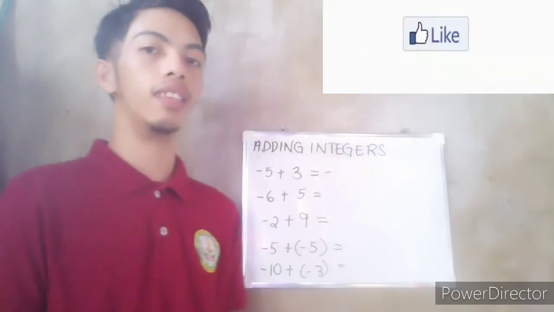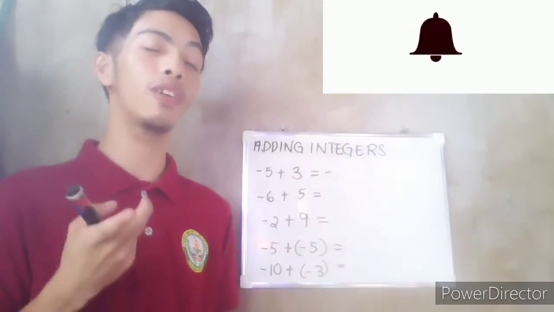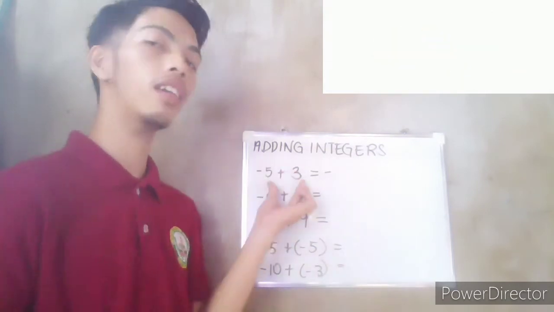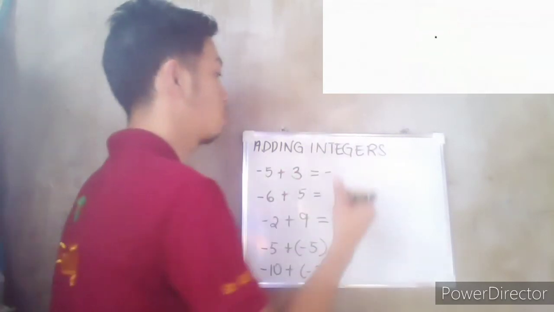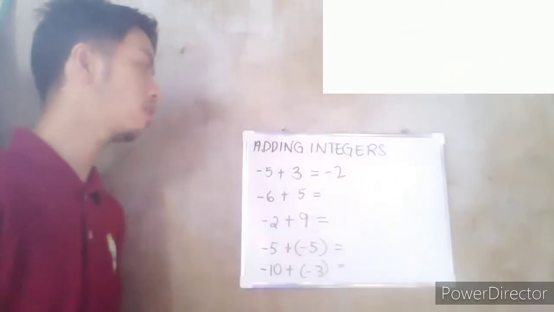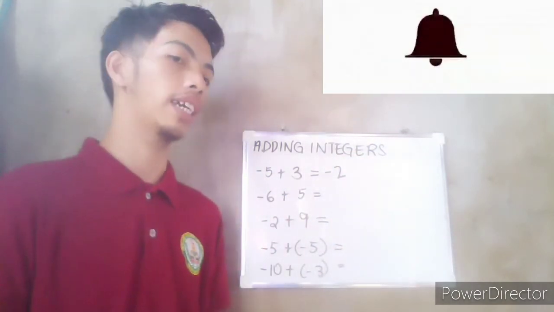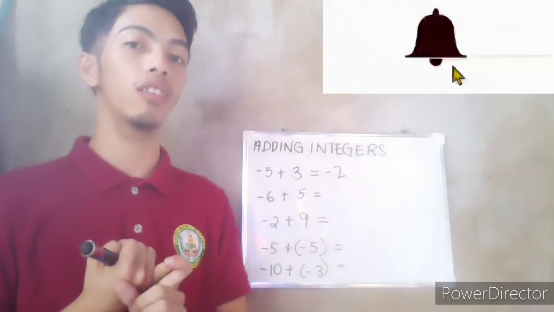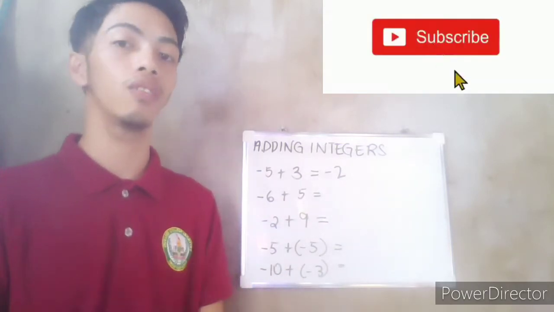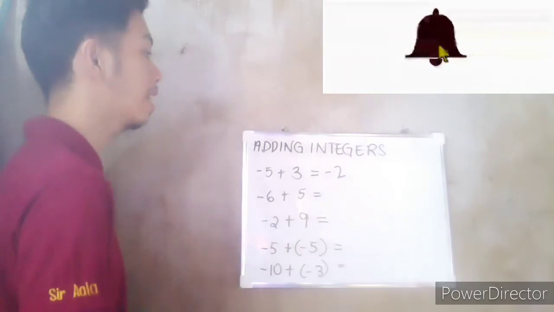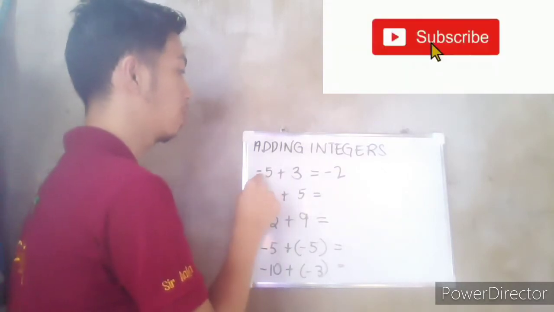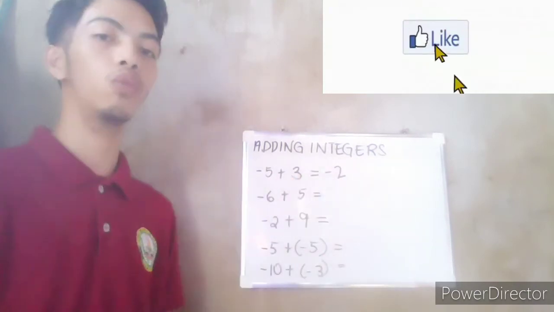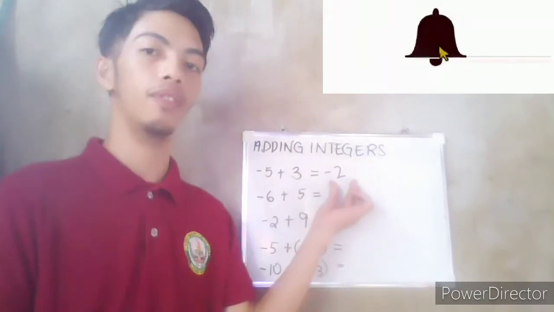After getting the sign of the bigger absolute value, isubtract mo yon. 5 minus 3, that is 2. So, ang sagot is negative 2. Again, ang rule, get the sign of the bigger absolute value and subtract. Okay? Get the sign of the bigger absolute value, negative. Then, subtract. 5 minus 3, that is 2. So, the answer is negative 2.